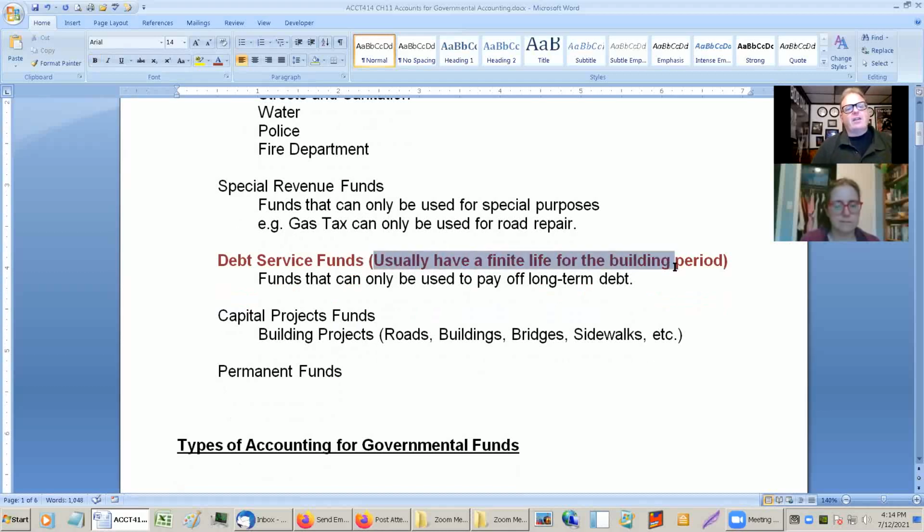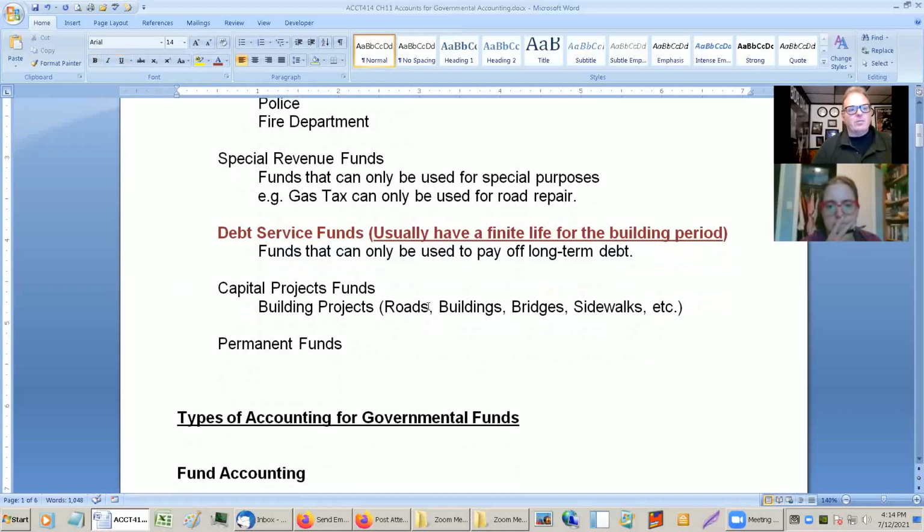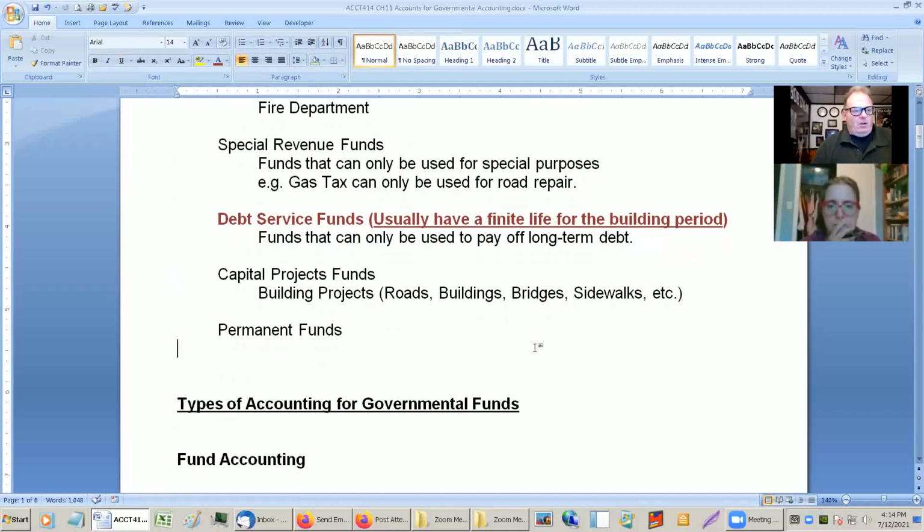So they usually have a finite period, and again, once they're completed, they're taken off the books. Permanent funds. Permanent funds are kind of different in that these are usually funds that only the income can be spent. So they're around permanently.